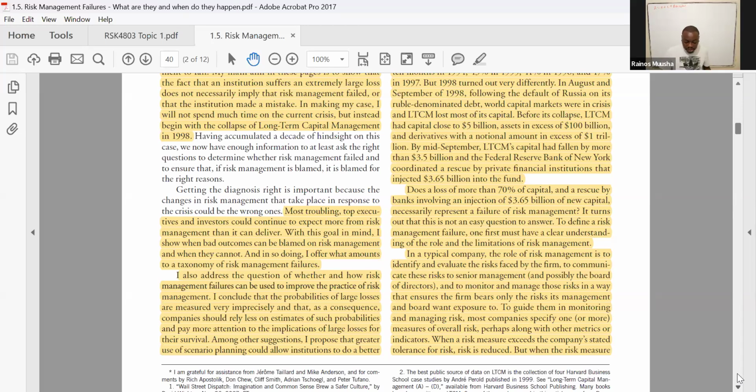I also address the question of whether and how risk management failure can be used to improve the practice of risk management. I conclude that the probabilities of large losses are measured very imprecisely, and that as a consequence, companies should rely less on estimates of such probabilities and pay more attention to the implications of large losses for their survival. So which means they are going to demonstrate this as well when you look at the calculation of the expected value.